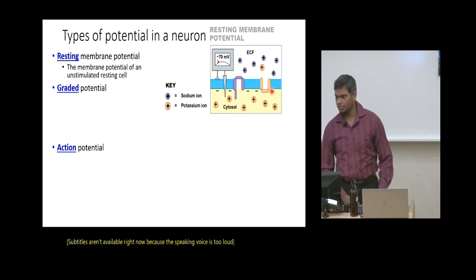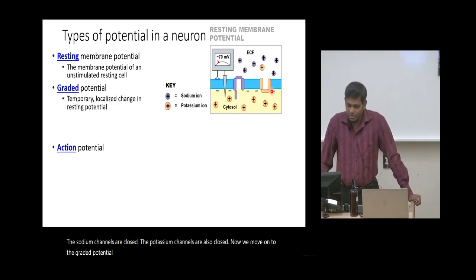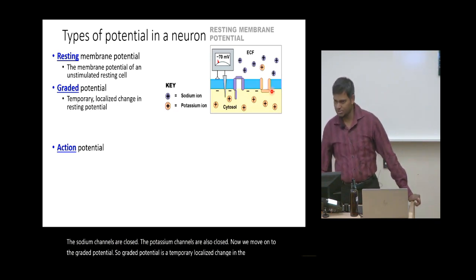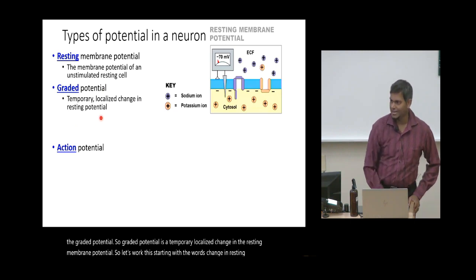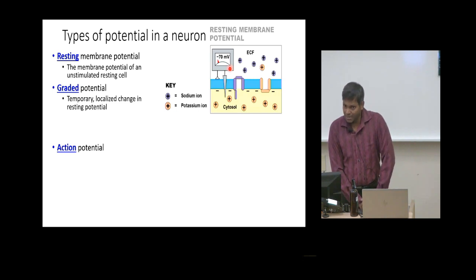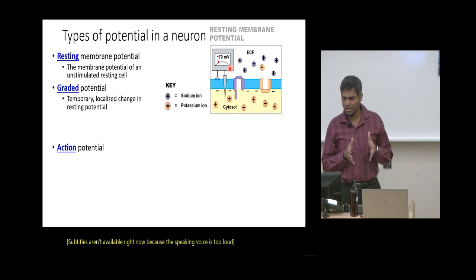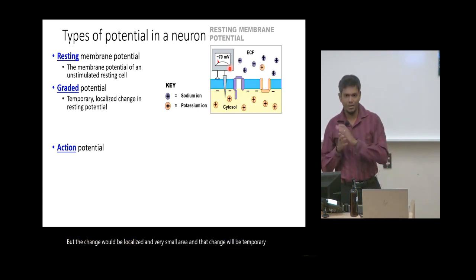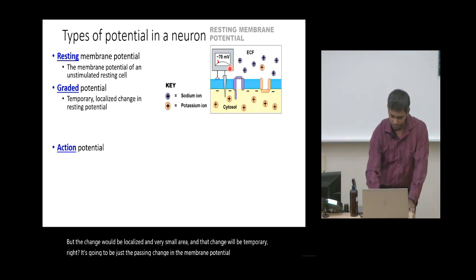Now we move on to the graded potential. A graded potential is a temporary localized change in the resting membrane potential. So let's work this starting with the words change in resting potential, right? It's going to change from this negative 70 millivolts, the membrane potential, but that change will be localized to a very small area, and that change will be temporary, right? It's going to be just a passing change in the membrane potential. So that's what a graded potential is.